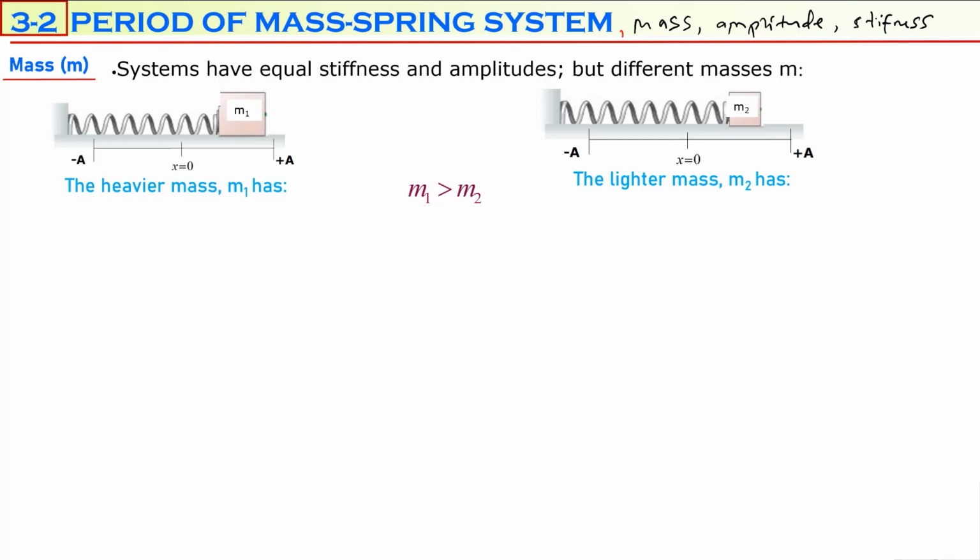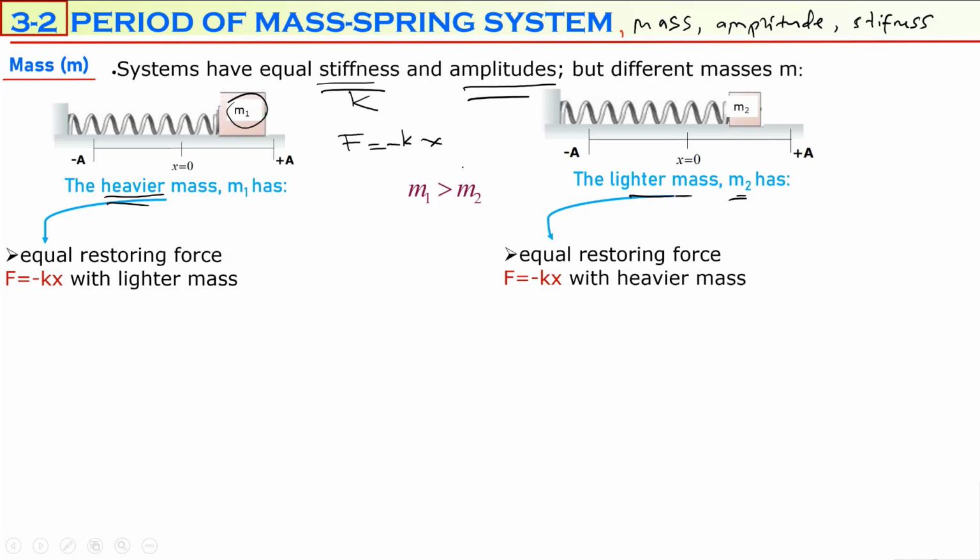Assume that we have two systems, but both systems have equal stiffness, which means same spring constant and amplitudes. Let's check the restoring force first. What is the equation for restoring force for mass spring system? Negative kx. Because both systems have the same amplitude, restoring force will be equal for both systems. And acceleration. To get the acceleration, we are going to divide the restoring force by the mass.